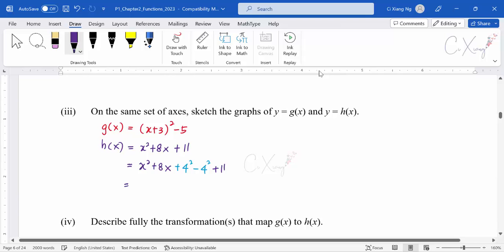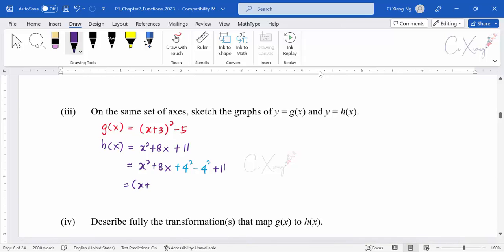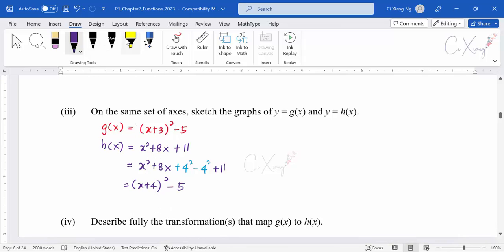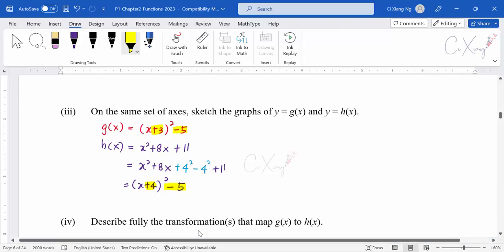Okay, so when I try to simplify the equation, I'm having (x+4) squared minus 5. Now we can try to compare g(x) and h(x). You can see that these two functions, basically the value here is the same. The only difference is the plus 3 and plus 4 here. That means both minimum values for g(x) and h(x) are the same, which is negative 5.